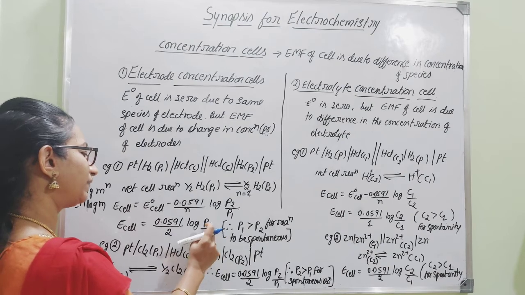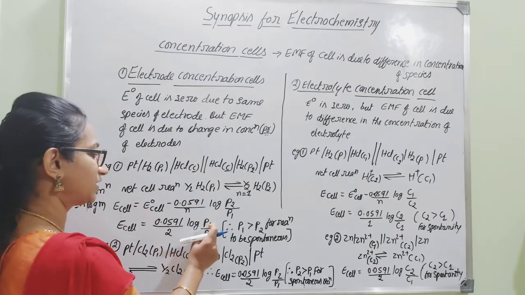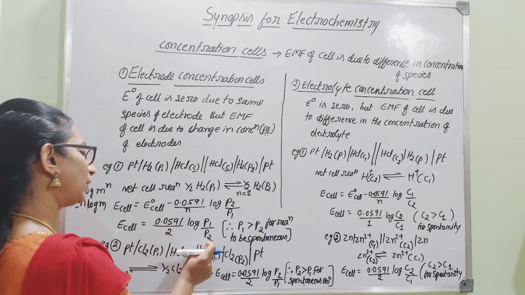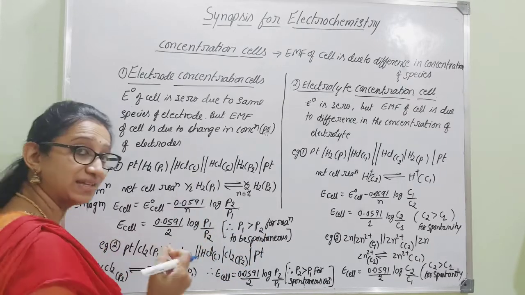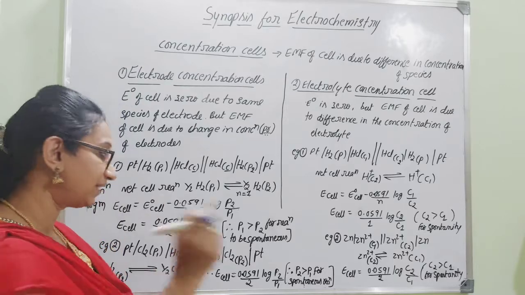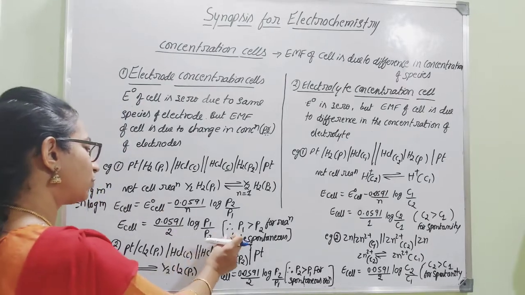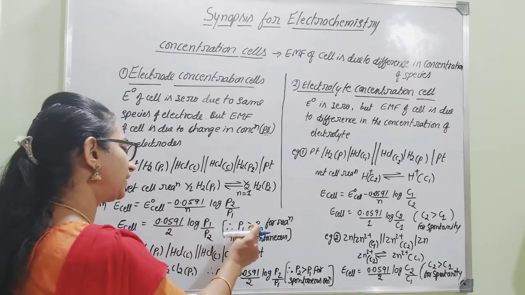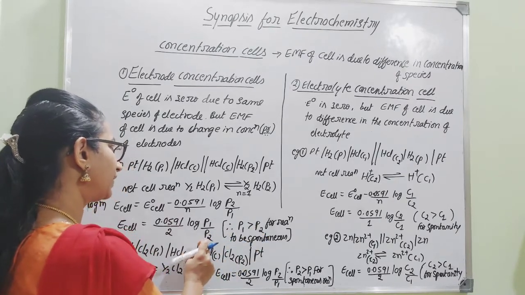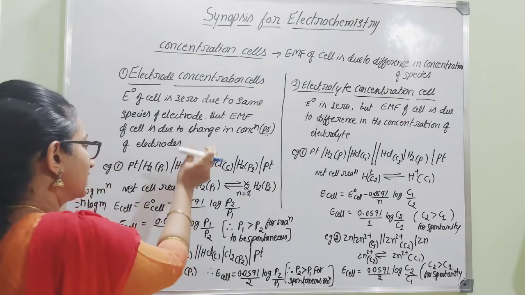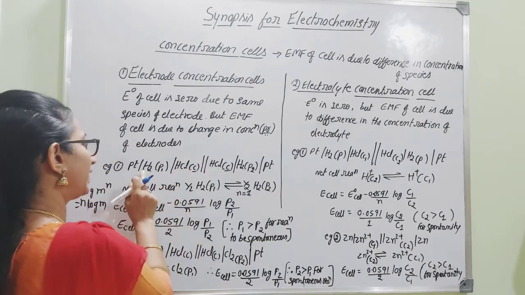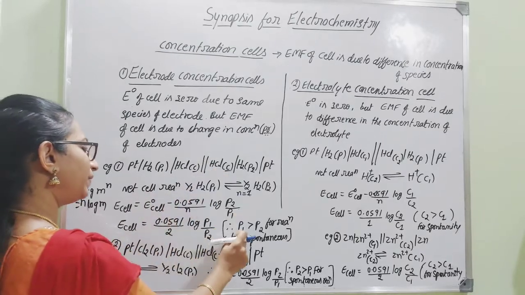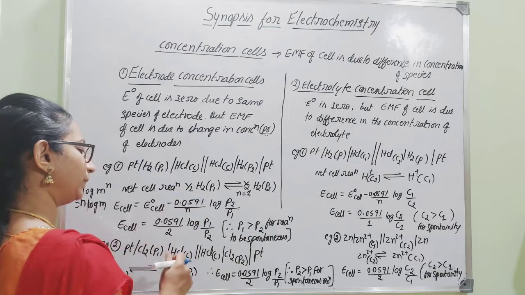Therefore, if you want to get the positive value, log P1 by P2 should be positive. Then which should be greater? Which is present in the numerator? That is P1. Hence, if P1 value is greater than P2, then log of that value will not be less than 0. It will become positive, greater than 0. Therefore, what is the most important condition here? As you can observe here, P1 should be greater than P2, that is for hydrogen, the cell which is constructed with the help of hydrogen electrodes. In this particular example, P1 should be greater than P2.